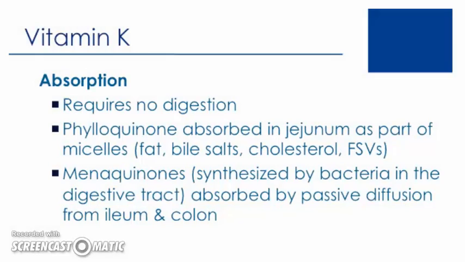Looking at the digestion and absorption of vitamin K, we see that vitamin K requires no digestion, and that it is absorbed in the jejunum as part of micelles. So just like with the other fat-soluble vitamins and other lipid products, we see incorporation of vitamin K within the small intestine into the micelles with other lipids, bile salts, cholesterol, and other fat-soluble vitamins. It is then absorbed through the brush border of the enterocyte, and then from there we see incorporation into chylomicrons, and then movement into the lymphatic system.